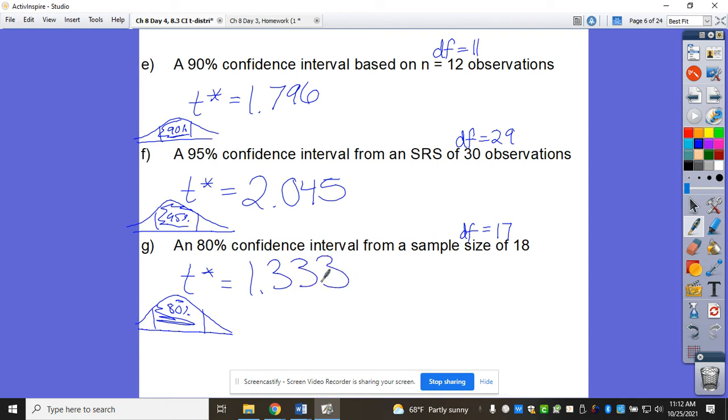And you should have gotten those as your T-star values. How do you do this part? Your percent on the bottom. You just have to find degrees of freedom. So we're just doing it the other way. So now we look at the bottom of 7, which is what we're going to do this chapter.